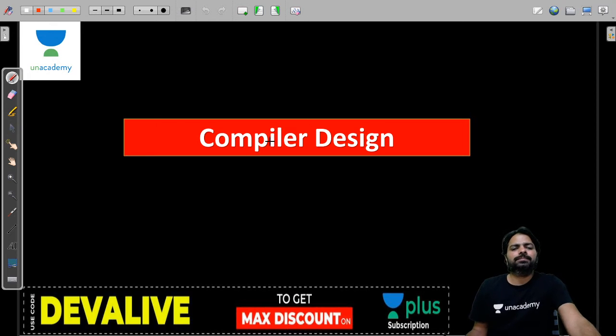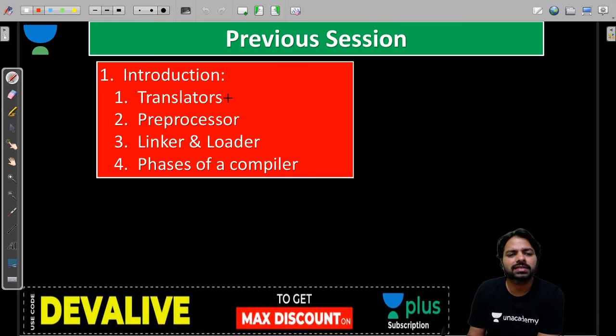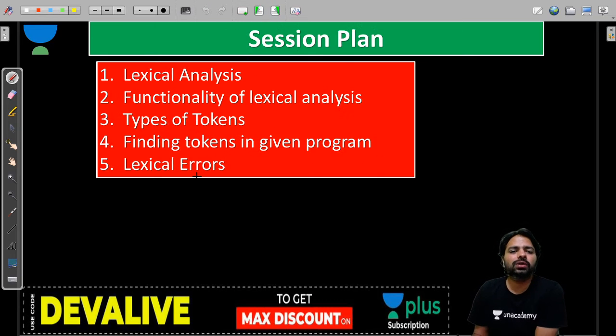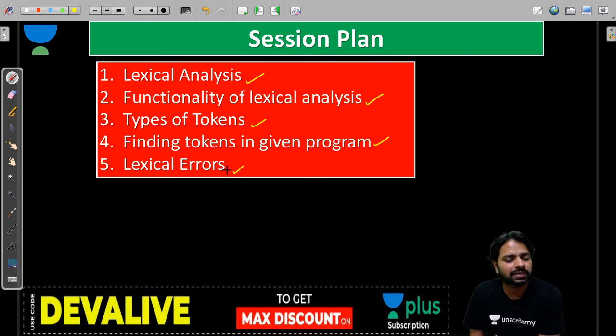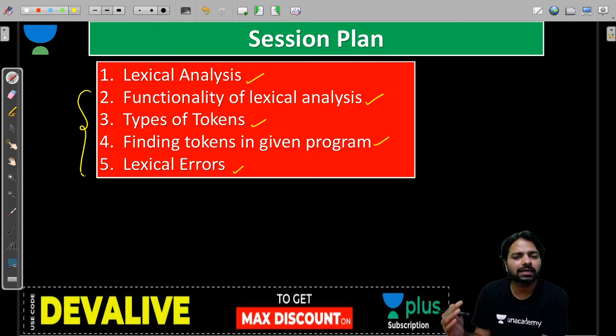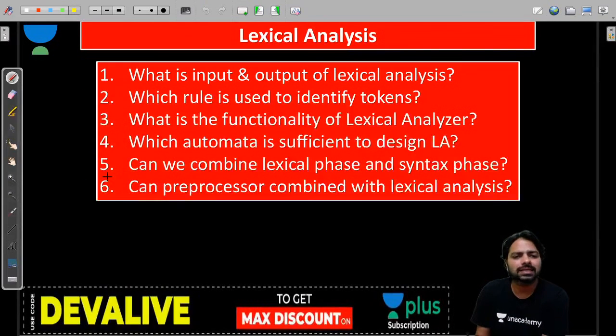Compiler design. In this compiler design course, we have seen translators, preprocessors, linker and loader, and the phases of a compiler, including the symbol table. Now today in this session, I'll be talking about lexical analysis, its functionality, types of tokens, finding tokens and lexical errors. Once we understand these topics, this will help us understand what lexical analysis is. So let me start with what is lexical analysis.